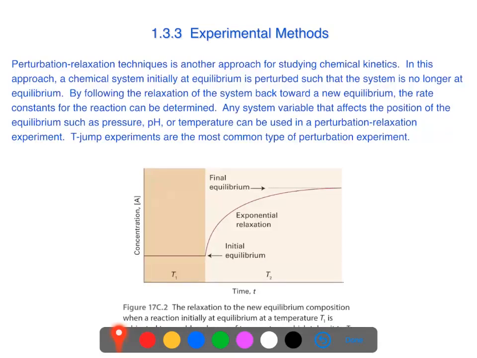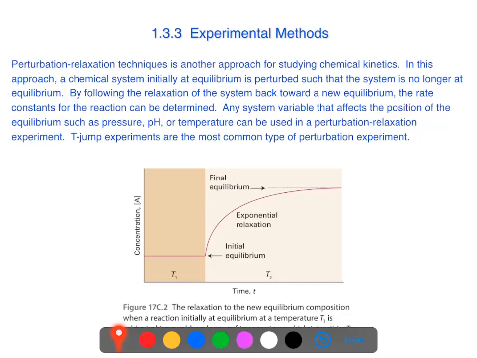Now, a third experimental method that we can use for reactions that occur on fast timescales is known as perturbation relaxation techniques. In this approach, we take a chemical system initially at equilibrium and we perturb the system so that it's no longer at that equilibrium. And then we follow the relaxation of the system back towards a new equilibrium. And we can determine the rate constants during that relaxation process.